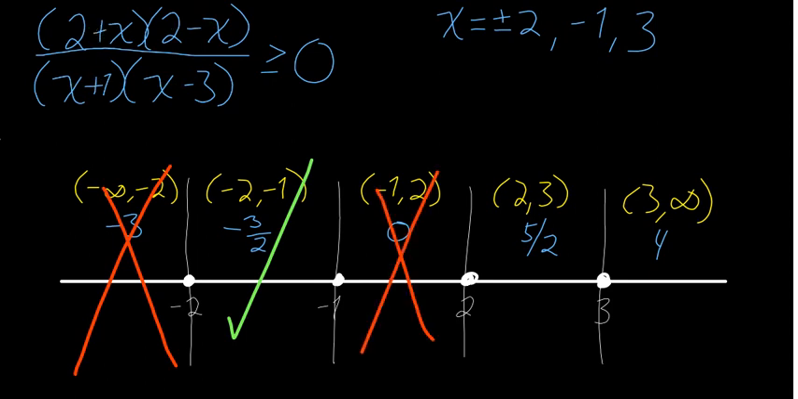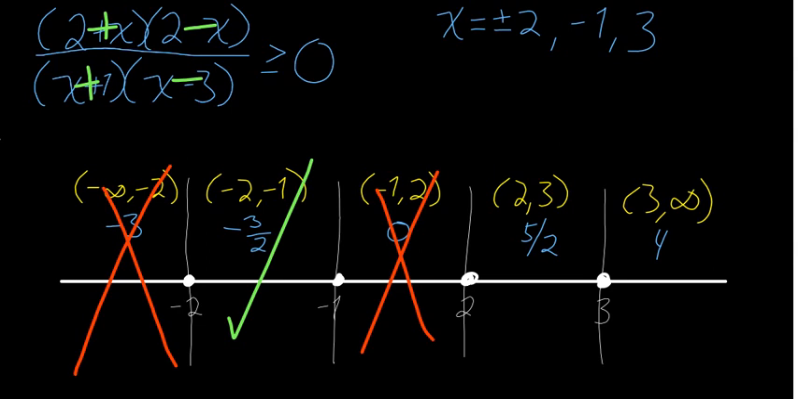And then 5/2. Okay, so 5/2 is essentially what, 2.5, right? So 2 plus 2.5, well, that's going to be positive. 2 minus 2.5, well, that's going to be negative. This is going to be positive, and that's going to be negative.